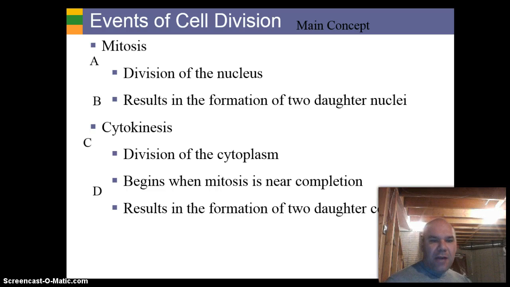Bubble C, cytokinesis. Now, if we think of cyto, another term that would resemble that would be cytoplasm. So when we're talking about cytokinesis, we're talking of the division of the cytoplasm. If you remember, the cytoplasm is what holds the organelles, the metabolic machinery that drive the cell. So for bubble C, cytokinesis, it's the division of the cytoplasm. The second component of cytokinesis, bubble D, we know that begins when mitosis is near completion, and it results in the formation of two daughter cells.